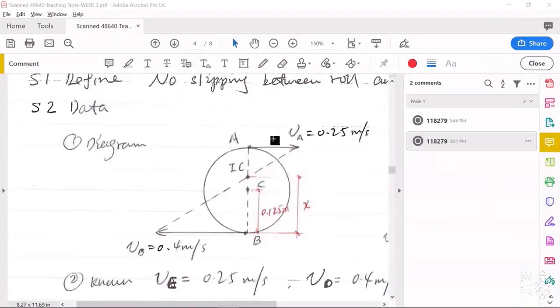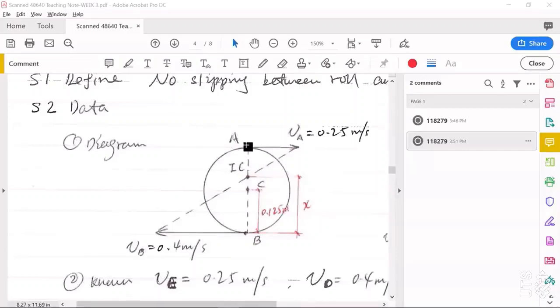Look at this kinematics diagram, and this is the cylinder. At point A, no slipping, so at point A, the velocity Va must be equal to the velocity of plate E, 0.25 meter per second. At point B, another contact point, Vb must be equal to the velocity of plate D, so it should be 0.4 meter per second.